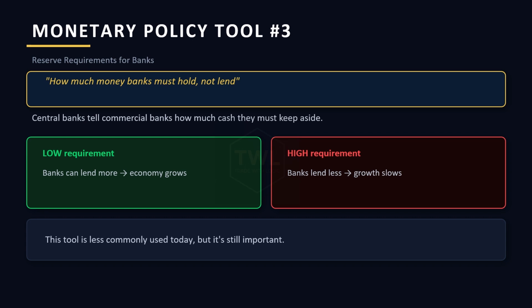So, low reserve requirements mean banks can lend more and the economy grows faster. High reserve requirements mean banks lend less and growth slows down. This tool isn't used as often these days, but it's still good to understand because you'll come across it in financial news from time to time.